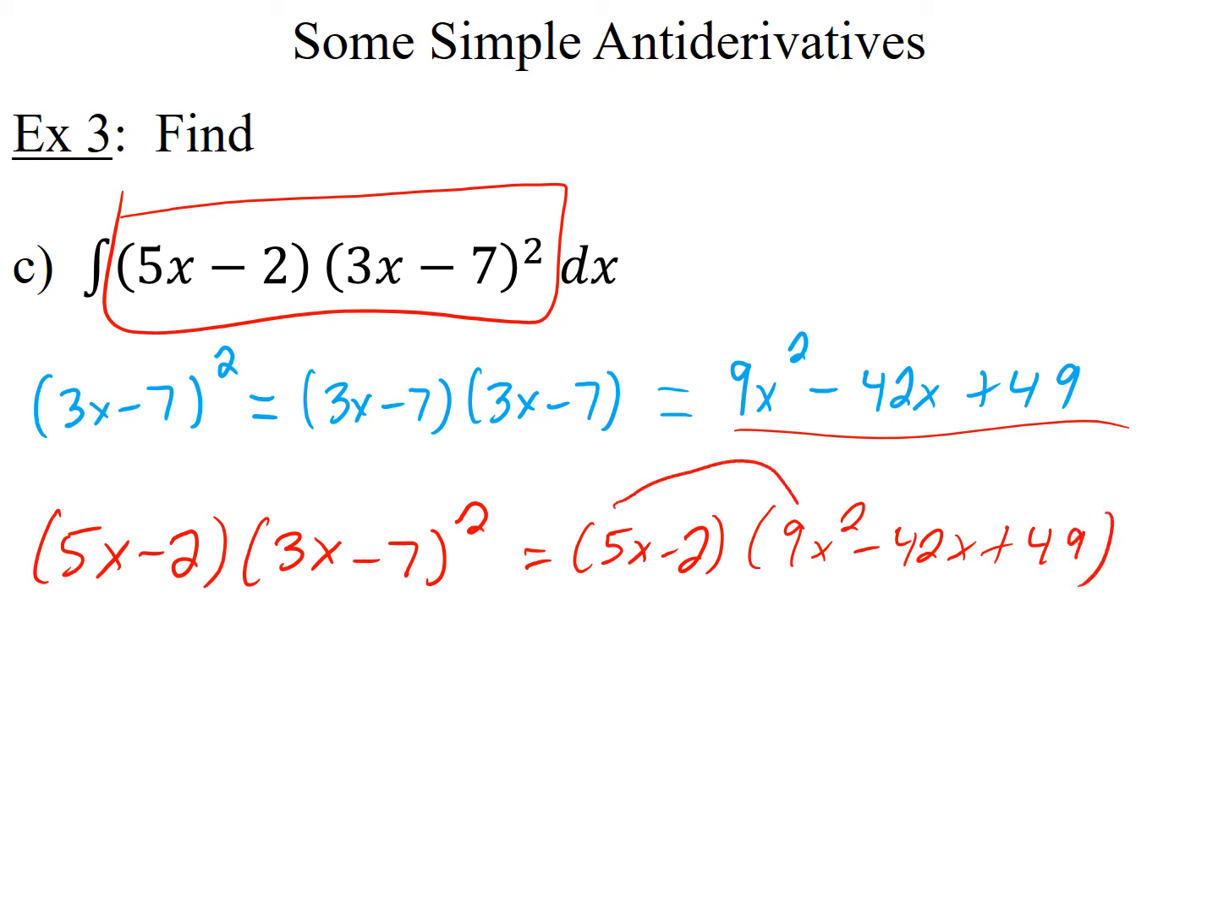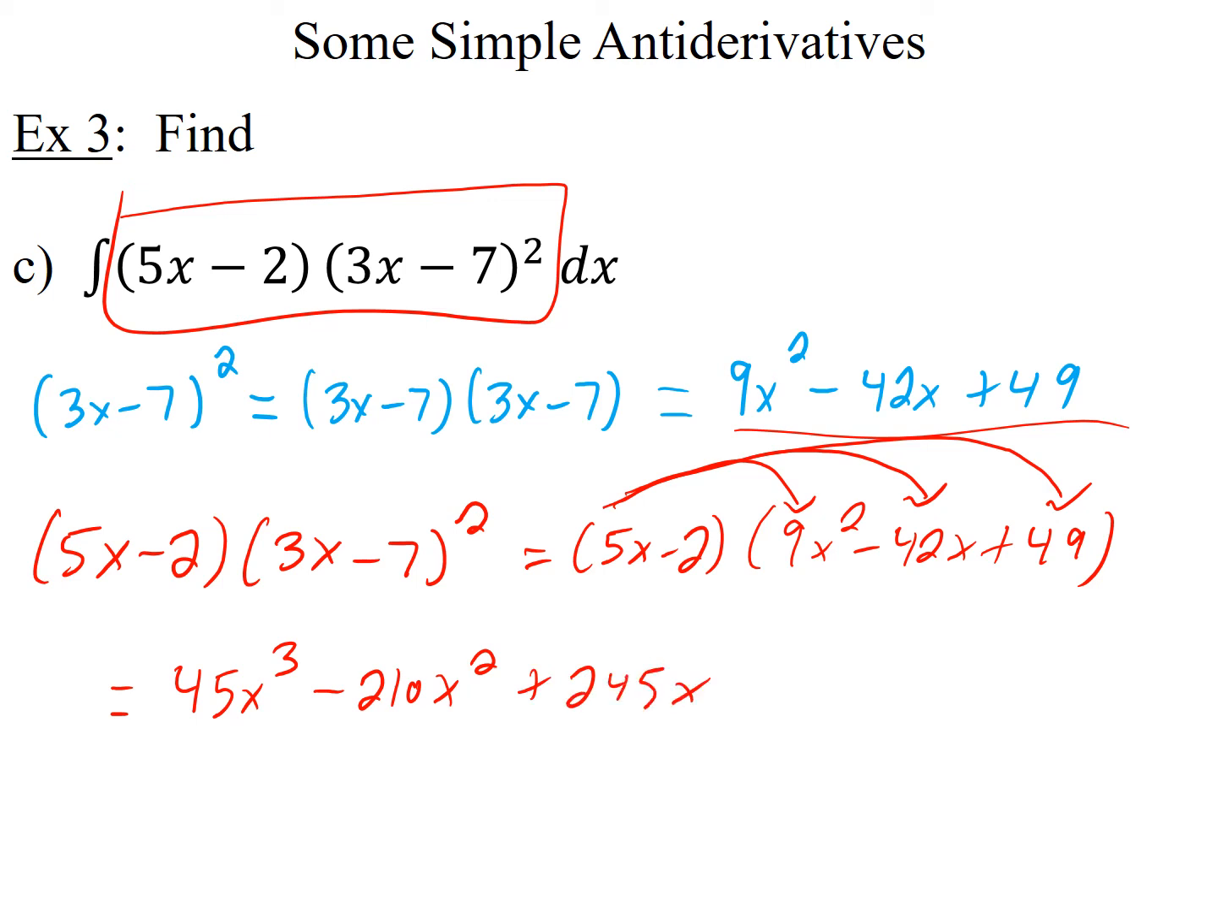So if you do that times that, let's see here, 45x cubed. And then if you do that times that, it's going to be minus 210x squared. And then you do that times that, plus 245x. Okay. And then when you multiply those, minus 18x squared plus 84x minus 98. And I should combine like terms, so we have 45x cubed.